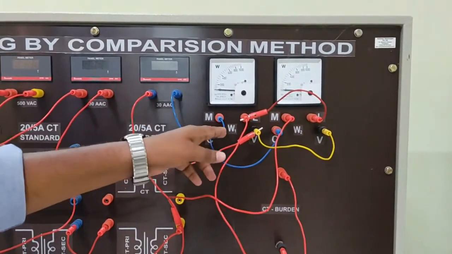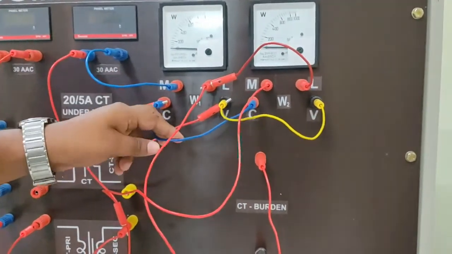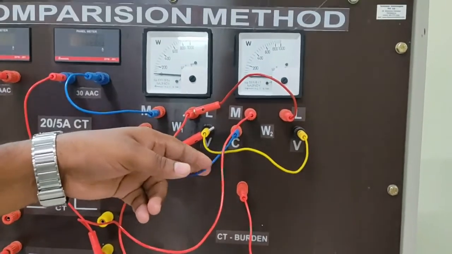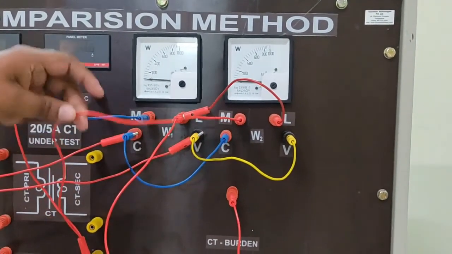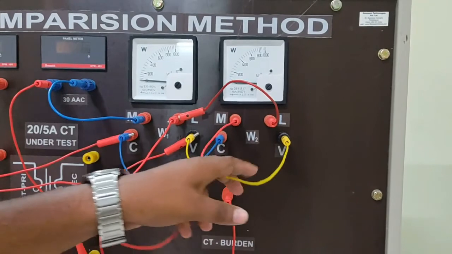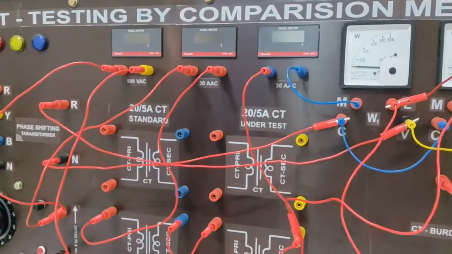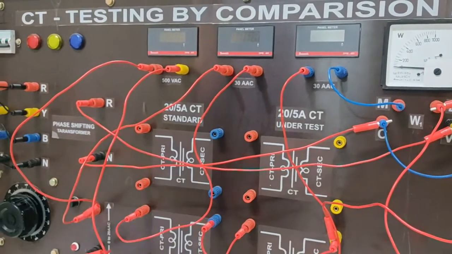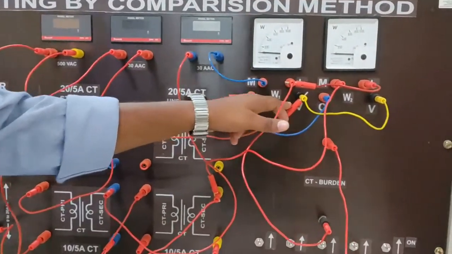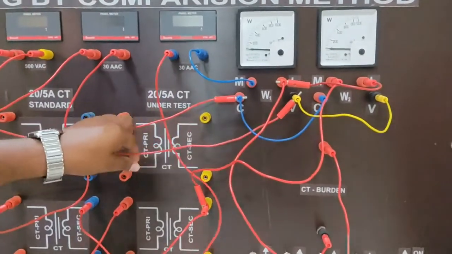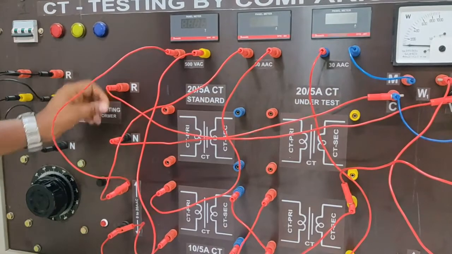You can see this is W1, and this W1 is connected to the next wattmeter, which is called W2, and the CV terminals are connected across the phase shifting transformer. The C and V's of both the wattmeters are connected together, and they are connected across the phase shifting transformer R and neutral.